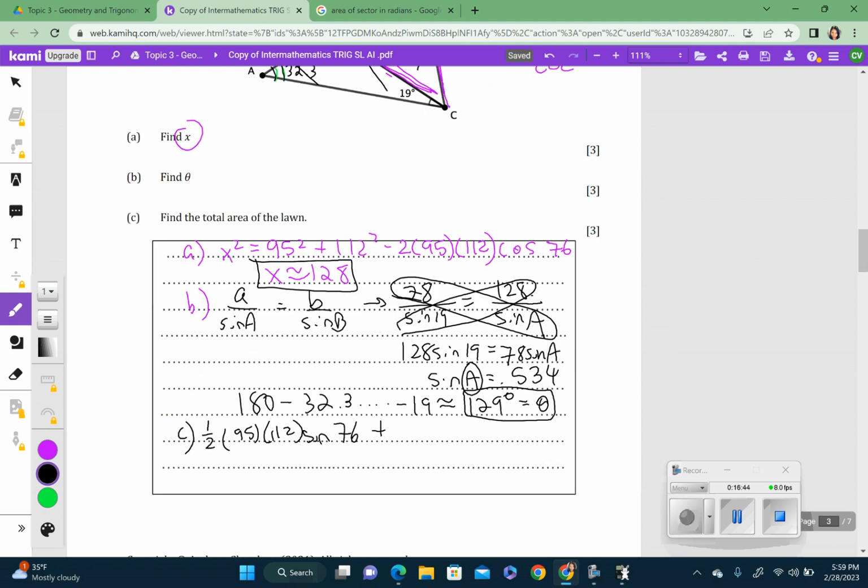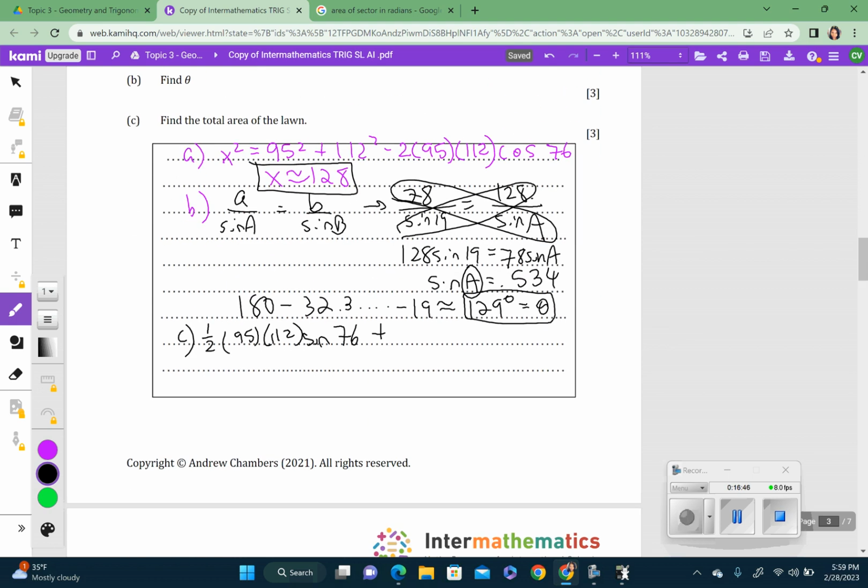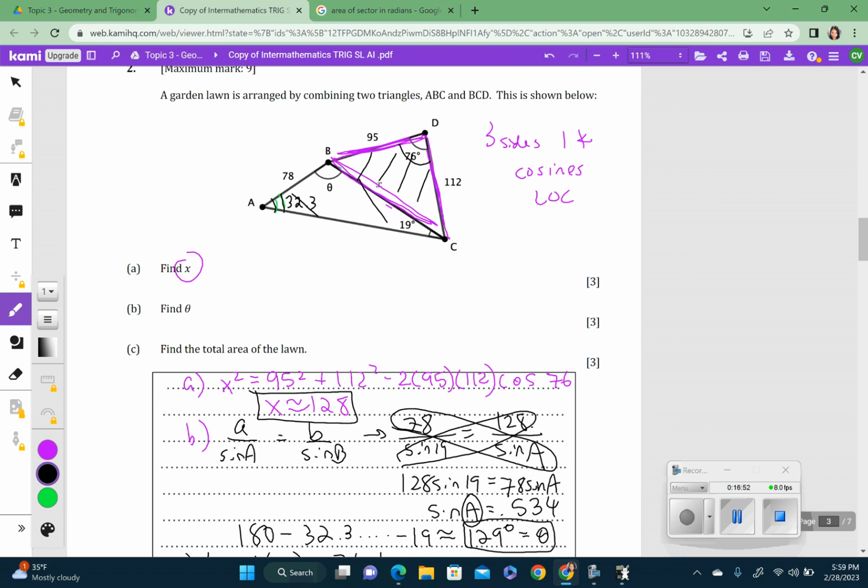So that's the area of the first triangle. To find the area of the second triangle, I have to do, let's go over here. So I have 78 here, and I found that this was about 128 something.